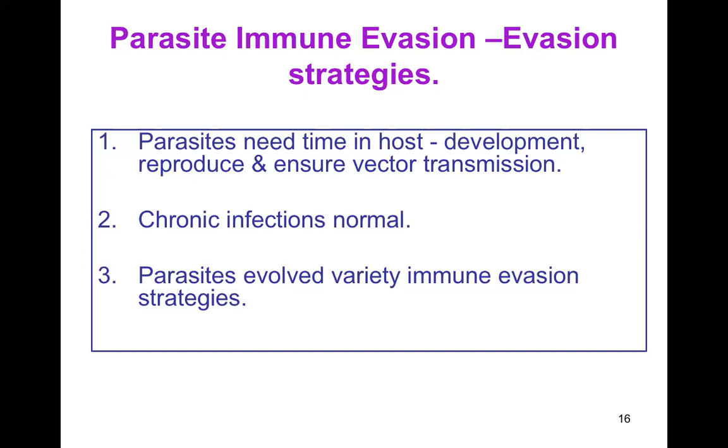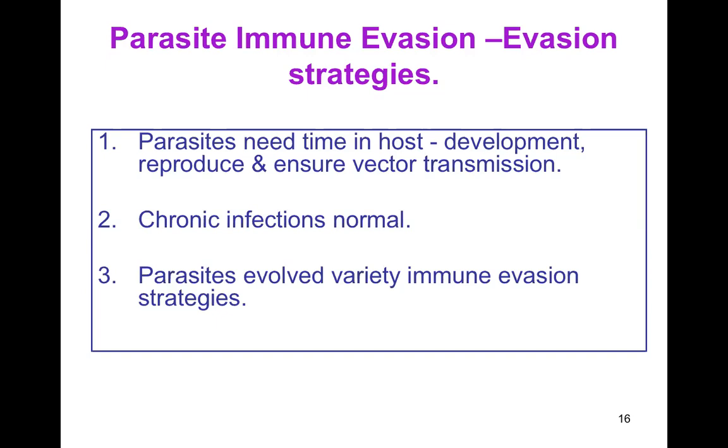Parasites will need time in the host, and in so doing, they develop, reproduce, and ensure vector transmission. This way, you would find that there is resulting chronic infection, which can be considered normal. Let me take you back to point number one: by requiring time in the host to establish infection, the immune system more or less would be confused. That is a good scientific term to use. The immune system would be confused, and with time can typically assume that the parasite is part of the body.